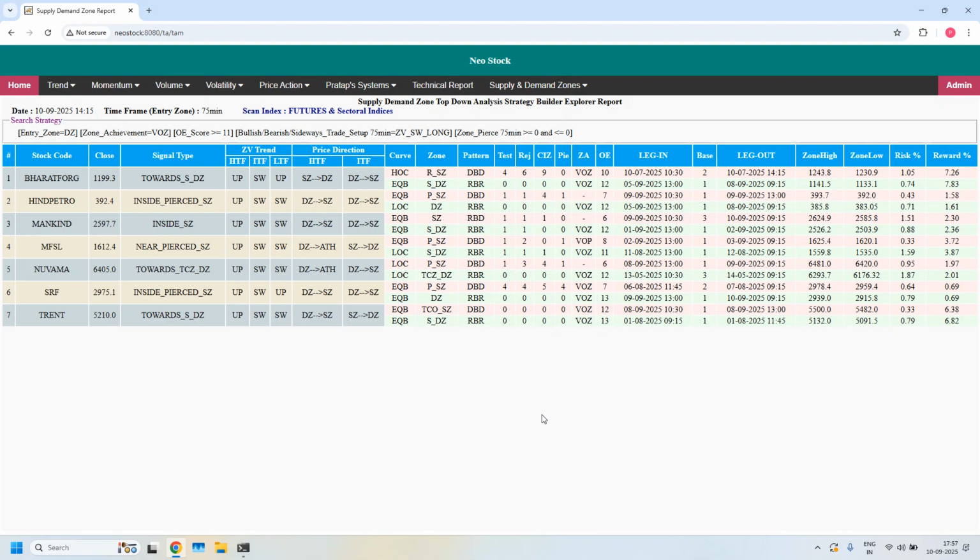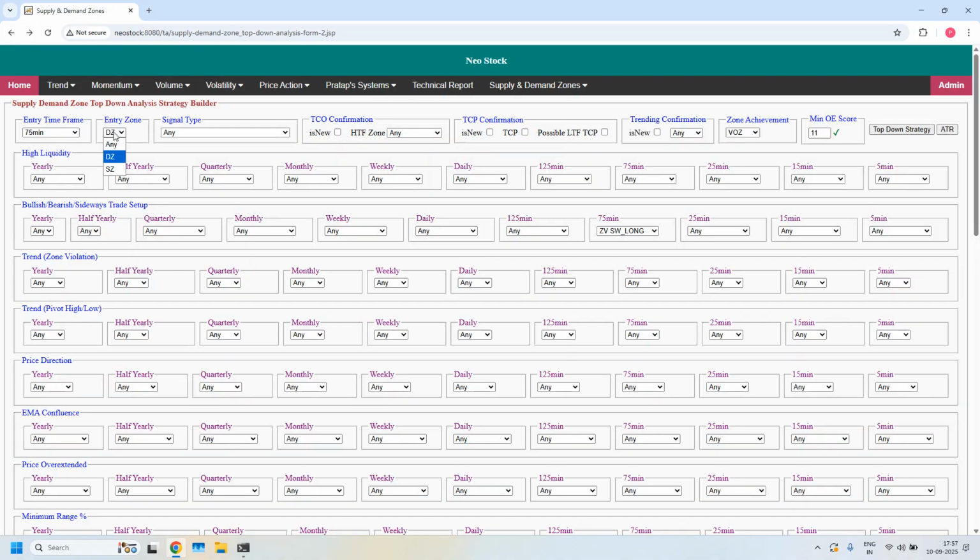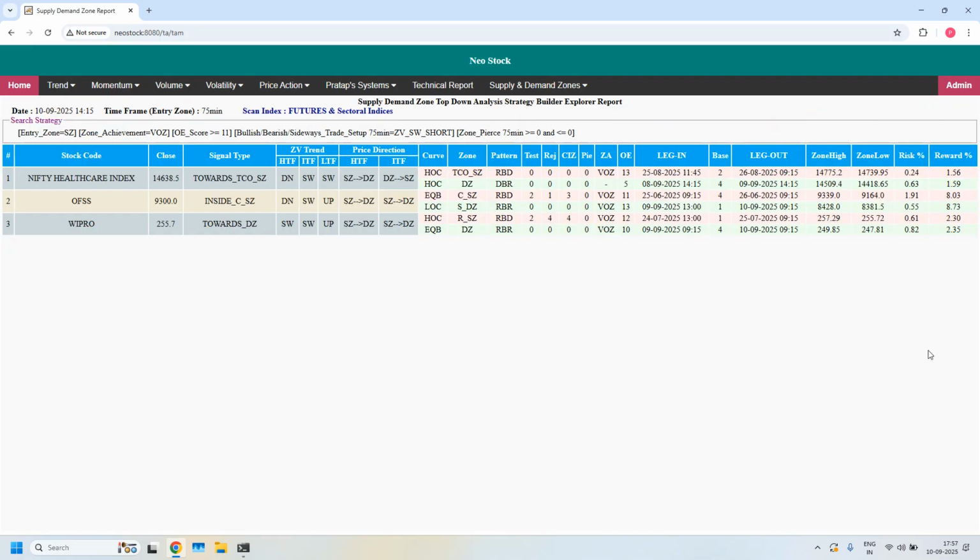Okay, next sideways short trade setup. 75 minute supply zone and here sideways short. We got 3 stocks. Entry time frame zones are 75 minute supply zones. If less than 30.3 checklist items are satisfied, then you can plan the trades. Otherwise, higher chances of zone violation.